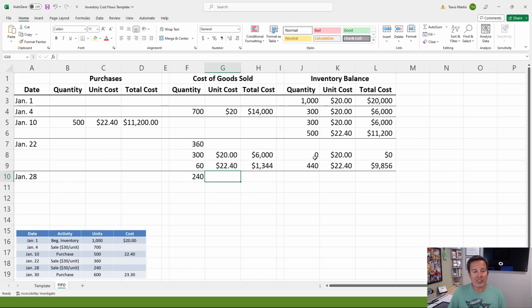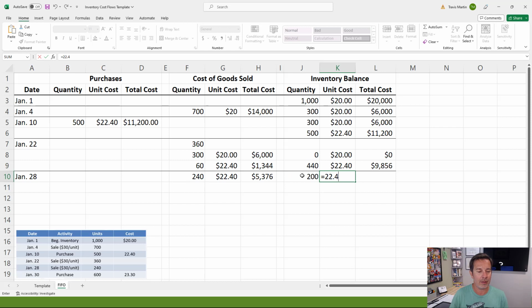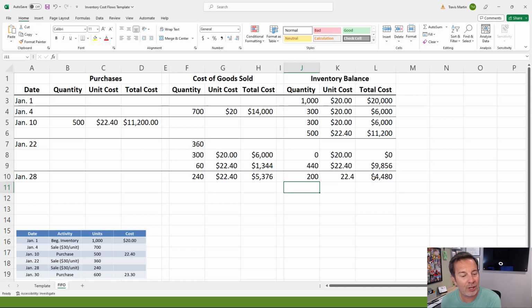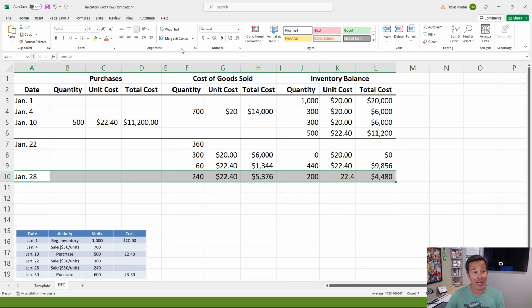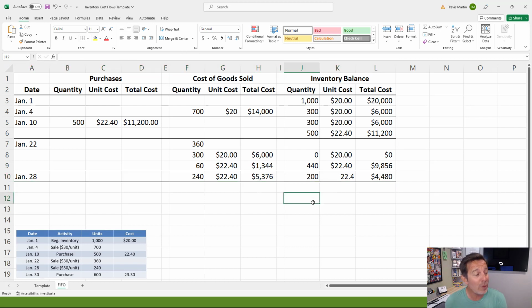I don't have to think too much about splitting because I only have one layer of inventory right here. I have a layer at 22.40. Get rid of those decimal places. So I had 440. I sold 240. I have 200 remaining at a cost of 22.40. So now I have 4,480 in ending inventory. We are running low on glass Monopoly board games. We better order some more.